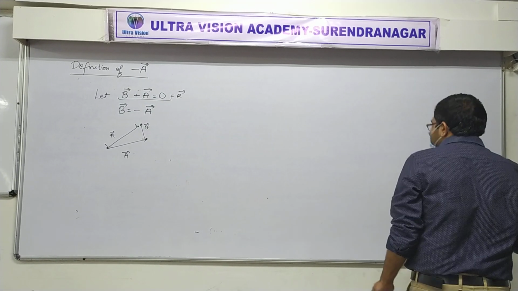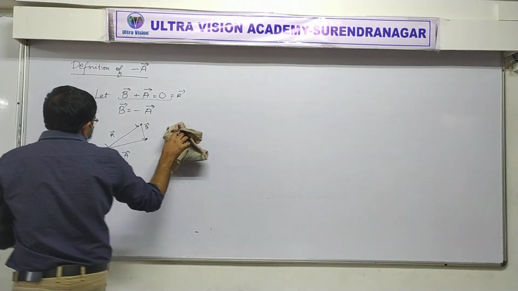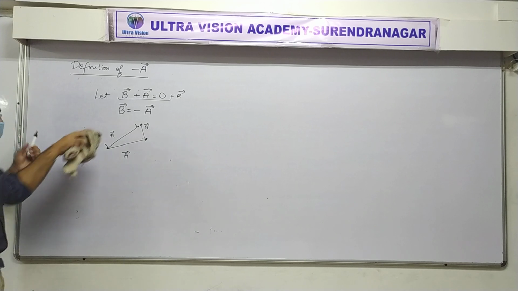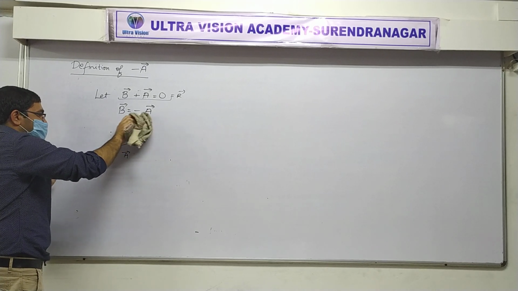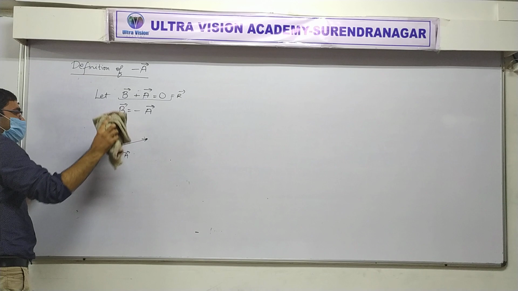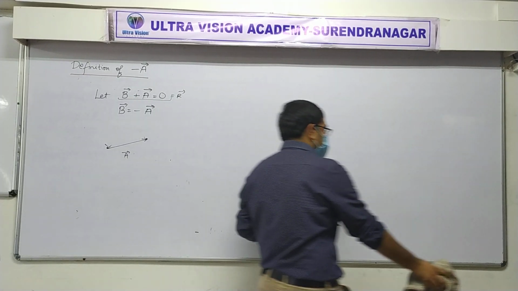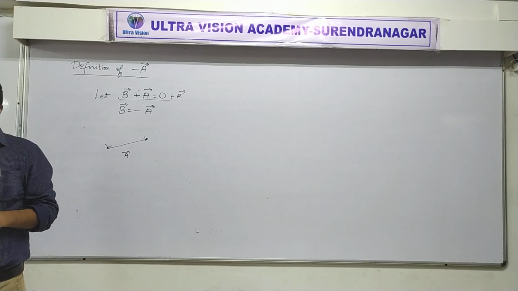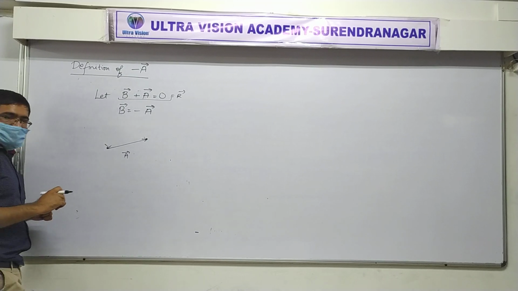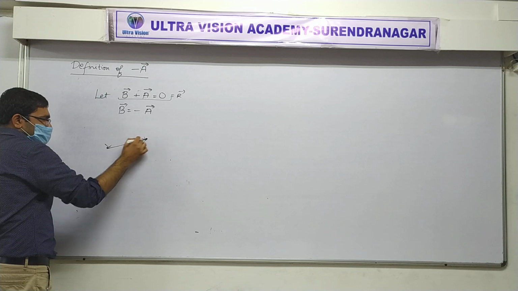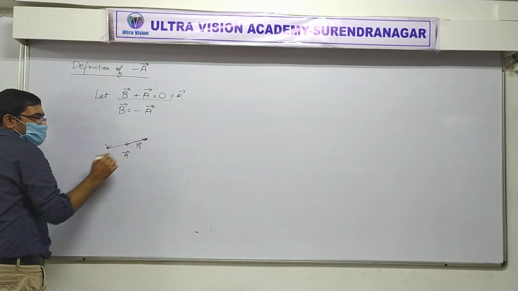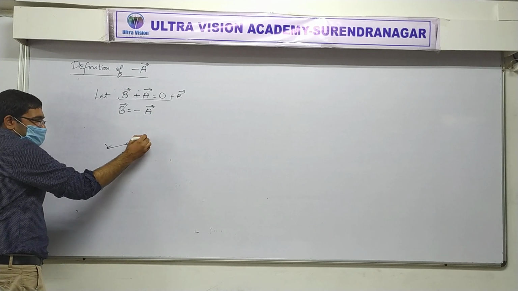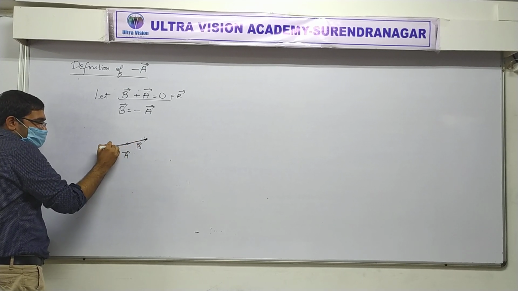Then how should it be? How should b vector be so that when we draw that r vector, it becomes 0? In the opposite direction. It should be in the opposite direction of a vector. Is this enough? No. It should be from here. This b vector should be from here to here.